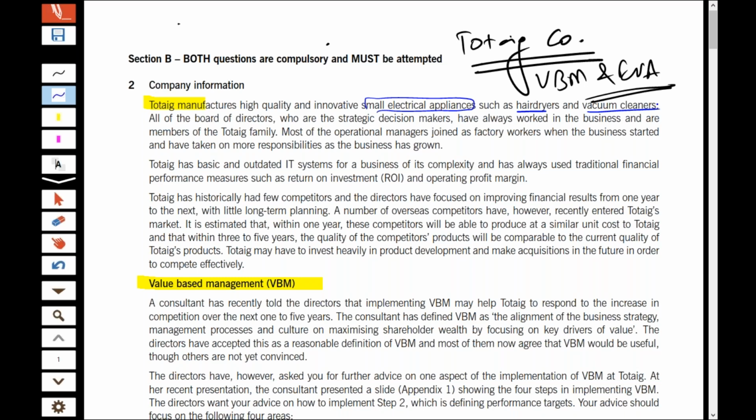Now, it says all of the board of directors, who are the strategic decision makers, have always worked in the business and are members of the Totag. Most of the operational managers joined as factory workers when the business started and have taken on more responsibility as the business has grown. Today, it has a basic and outdated IT system for its business complexity, and has always used traditional financial performance measures such as the return on investment and the operating profit margin. So what they have majorly used is the return on investment and the operating profit margin.